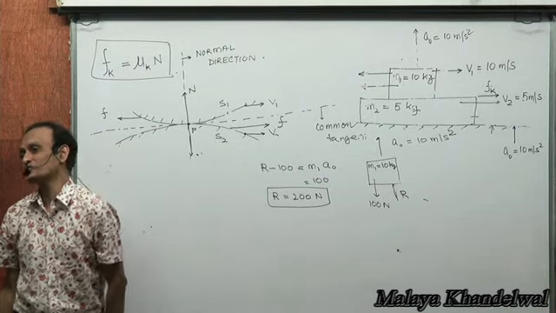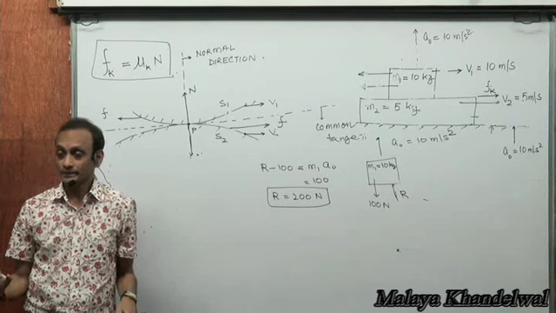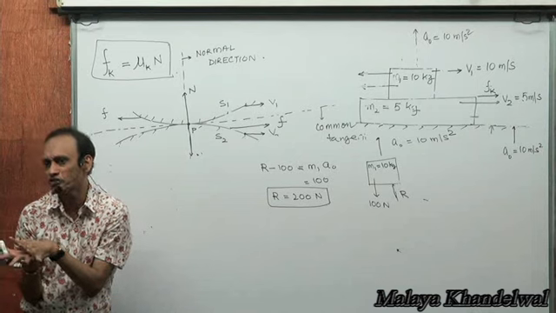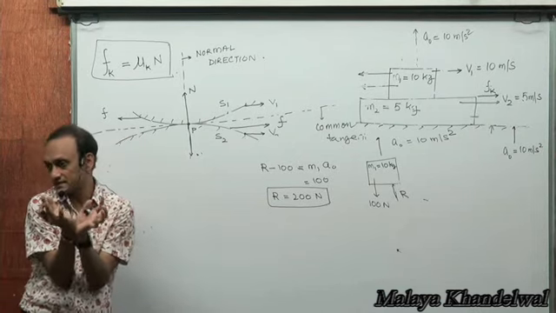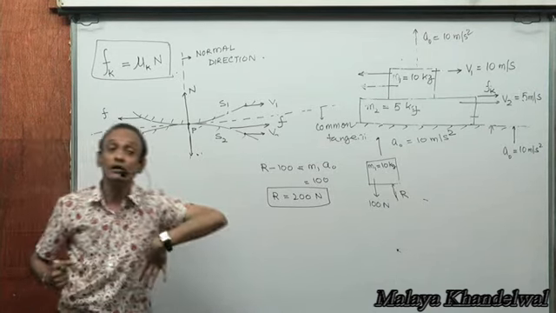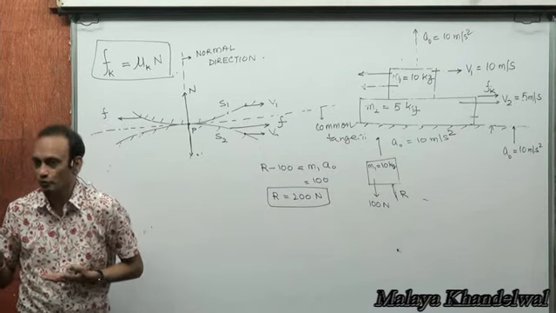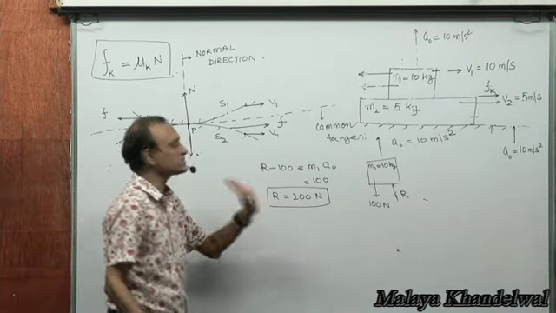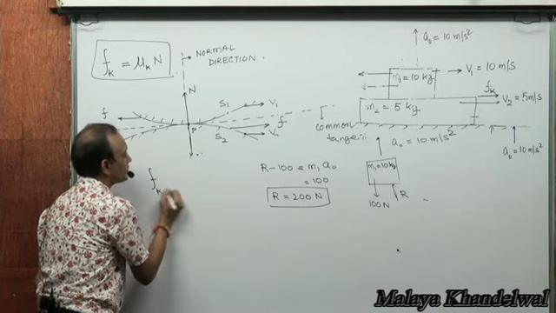But mu k will not change because of this. Mu k is an innate, intrinsic property that only depends on the nature of the two surfaces, which has not changed because of motion. Motion will not change the fundamental trait of the two surfaces. The irregularities that hold the two surfaces together will remain unaltered because of motion or otherwise. So R becomes 200 newtons. What would be my kinetic friction between the two surfaces? Mu k into N.